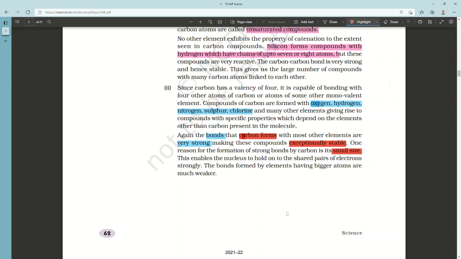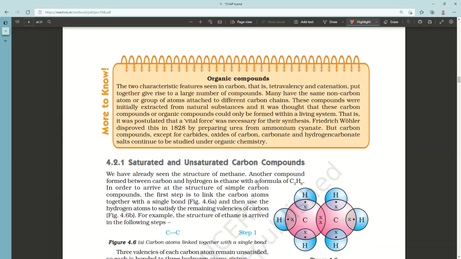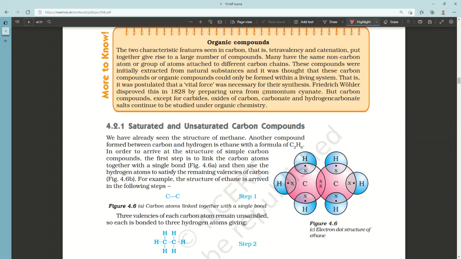For example, the structure of ethane is arrived at in the following steps. C, single bond, C. 3 valencies of each carbon atom remain unsatisfied, so each is bonded with 3 hydrogen atoms, giving this diagram. The electron dot structure of ethane is shown in figure 4.6. Can you draw the structure of propane, which has the molecular formula C3H8, in a similar manner?